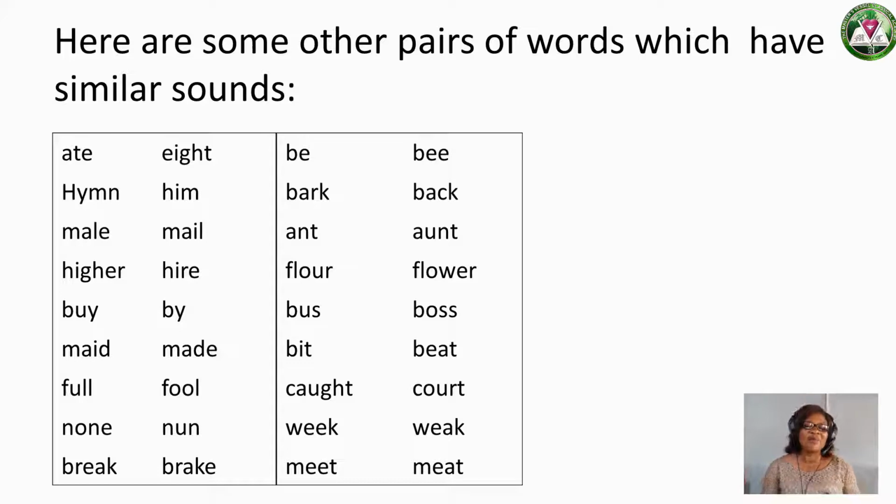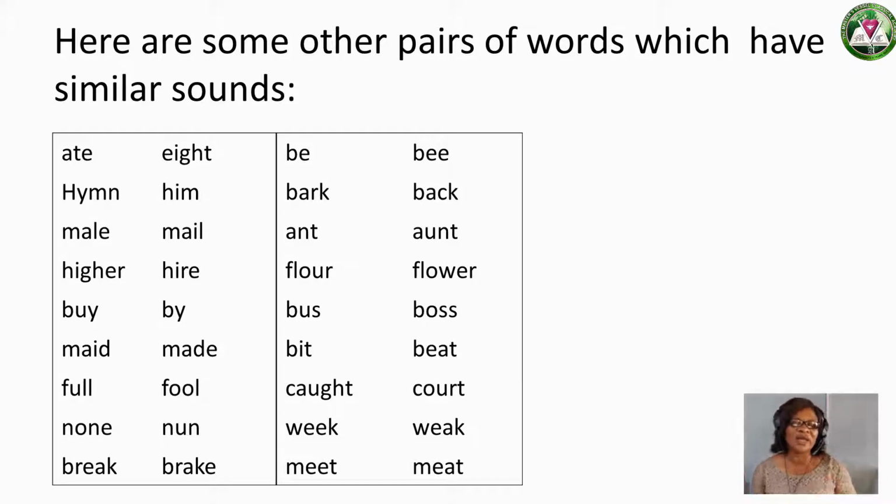Okay, the next word is B-A-R-K. And beside it, you have B-A-C-K. Back. Back. The next word is A-N-T. Ant. A-N-T. Ant. And beside it, you have A-U-N-T. Ant. So, take note that A-U-N-T is not ant. Rather, it is ant. It has the same pronunciation as A-N-T. So, it is ant. Okay?